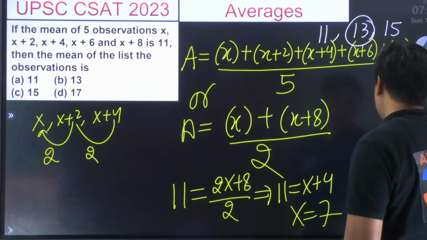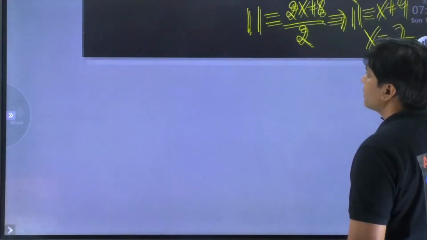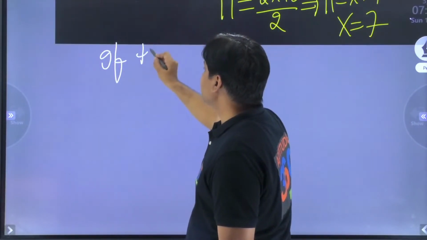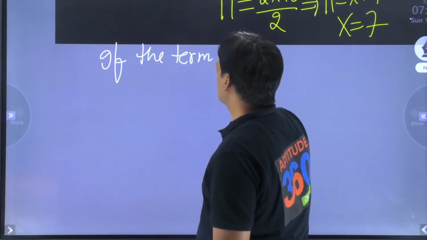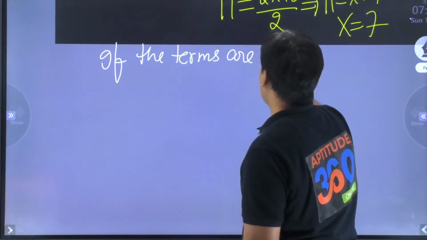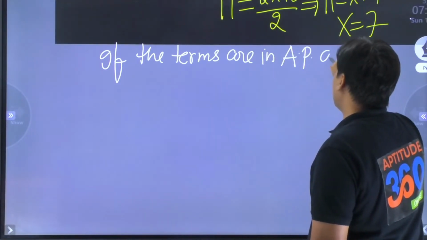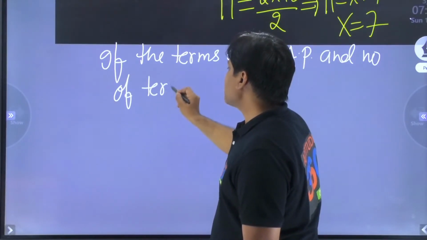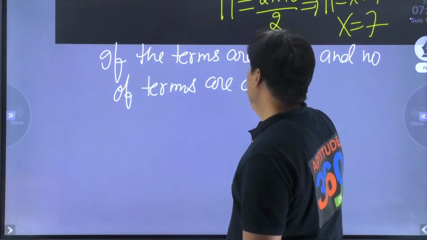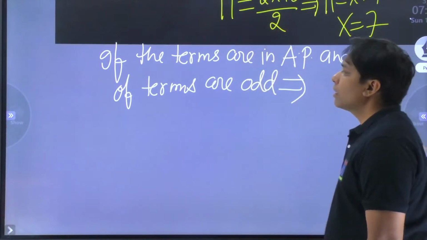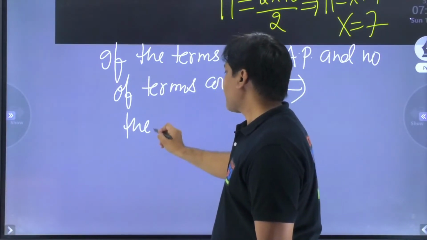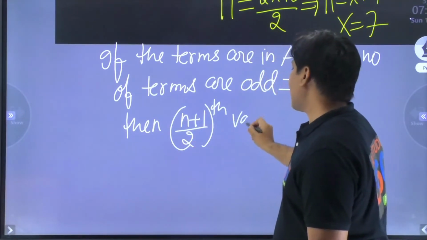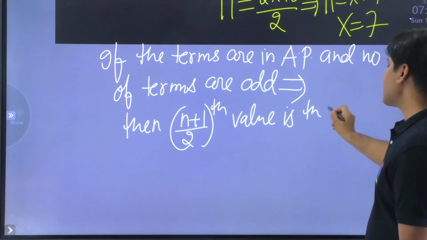Another very important thing, note this down carefully somewhere: if the terms are in AP and the number of terms is odd, then the (n plus 1) by 2th value is the average. Meaning you shouldn't even have to pick up the pen.